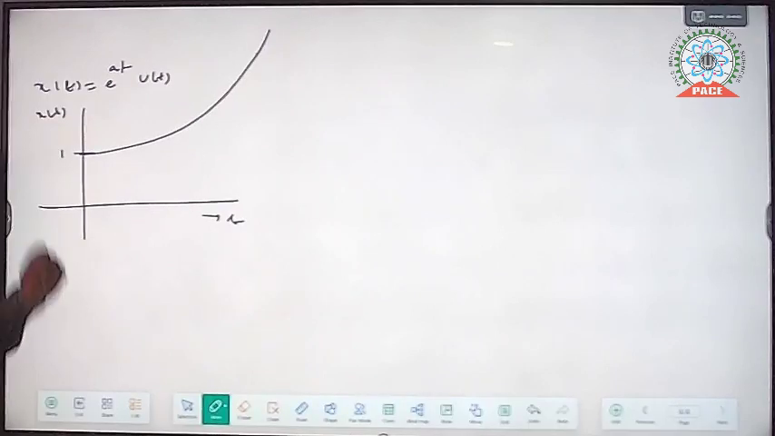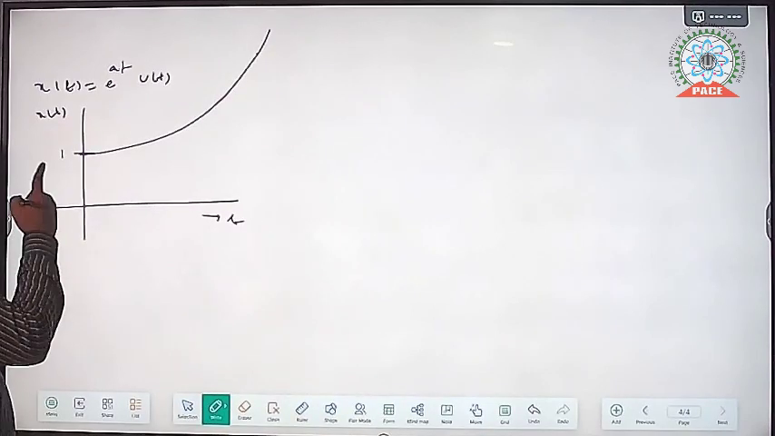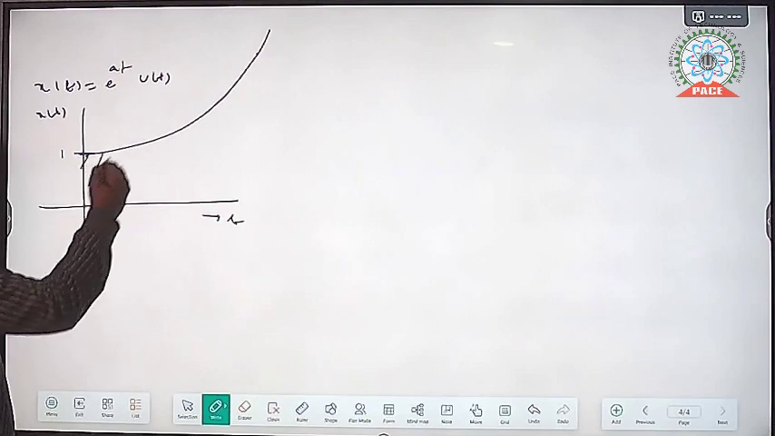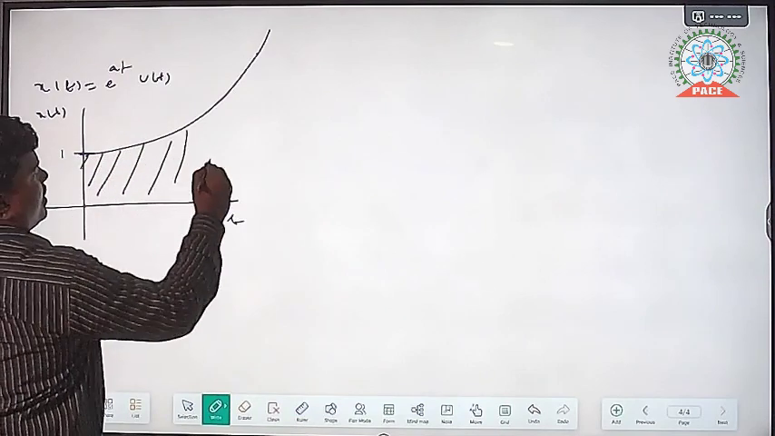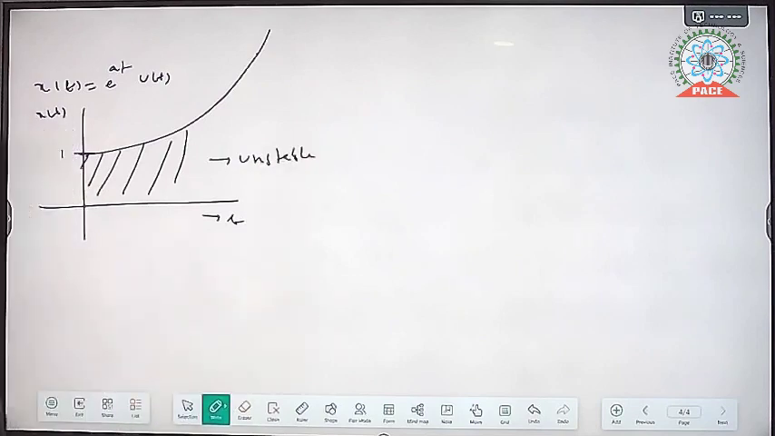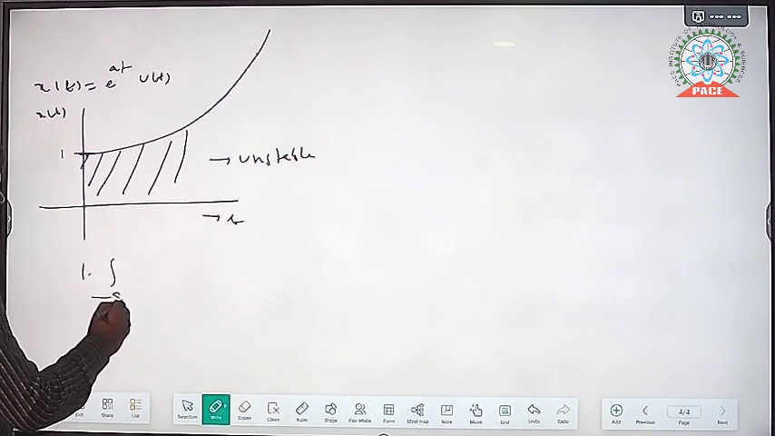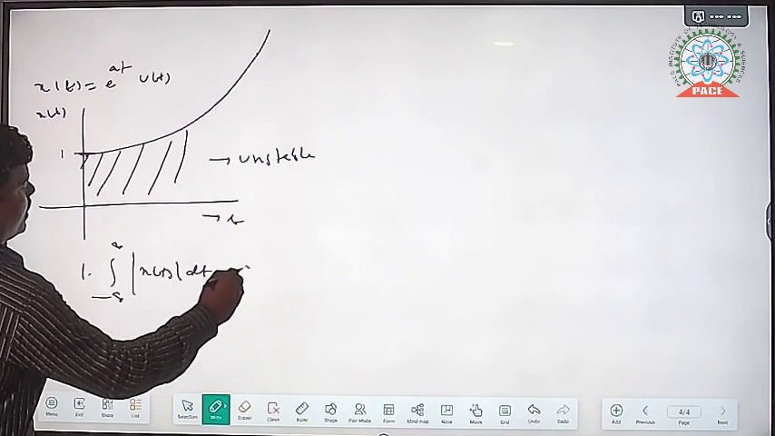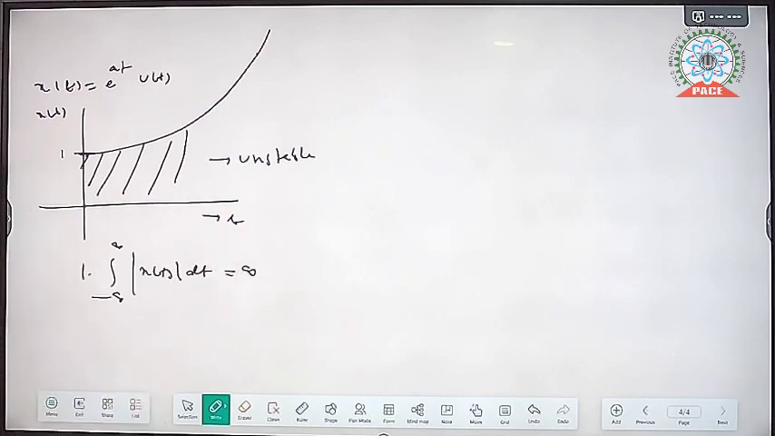Due to this exponentially increasing function, the area of the signal is infinity. That means this is an unstable signal. It is not possible to apply the Fourier transform to this type of signal, because Dirichlet's first condition fails. The integration from minus infinity gives infinity, so it does not converge; it diverges. So the Fourier transform cannot be applied to this type of signal.